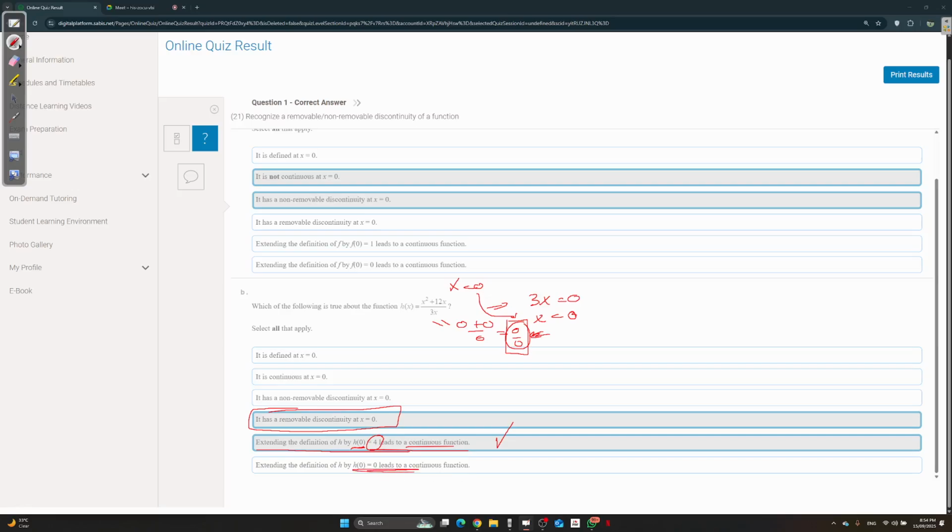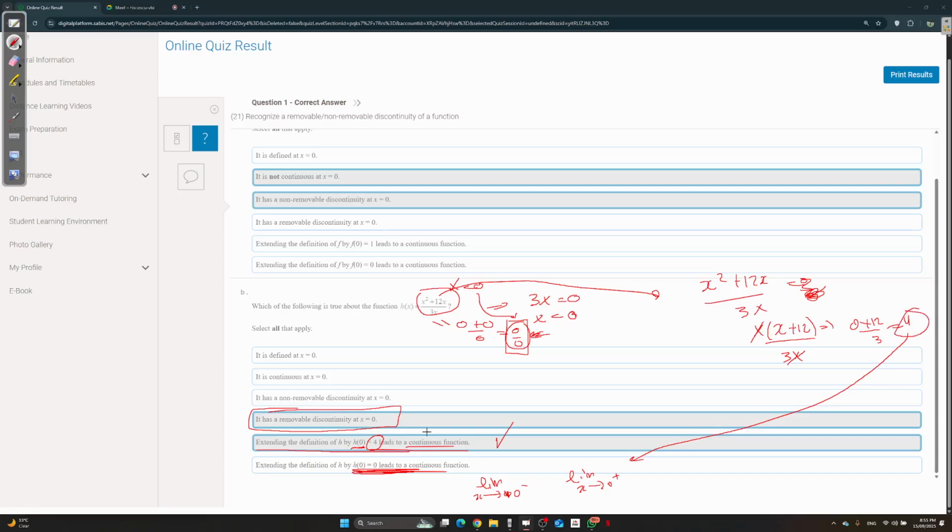Now why would this one be right? Because to get a continuous function, you need to look at the limit before 0 and the limit after 0. How do you find the limit of x squared plus 12x over 3x? If you find the limit as x approaches 0, you get 0 over 0. So obviously, do we just stop at 0 over 0? No, we're doing a limit. So factor out x: x times x plus 12 over 3x, cancel x with x, and you get x plus 12 over 3. Substituting now 0, you're going to get 0 plus 12 over 3. So the limit is equal to 4. That's why you say h of 0 equals 4.